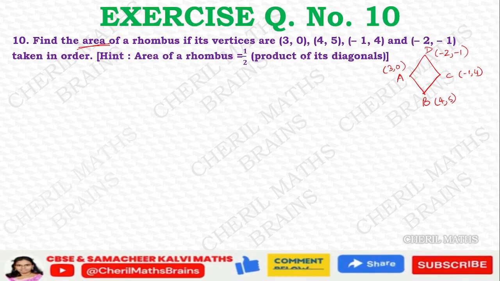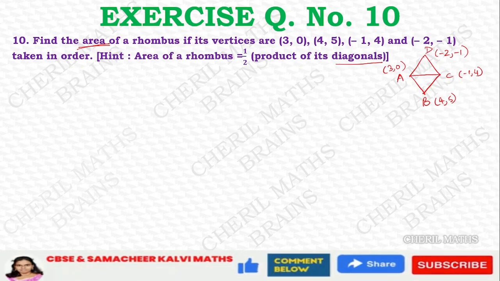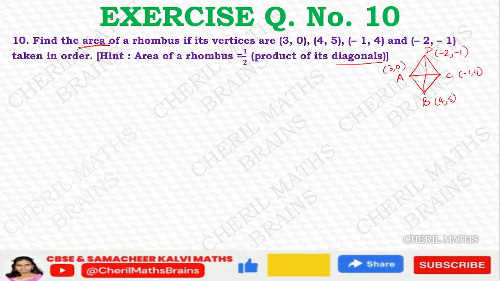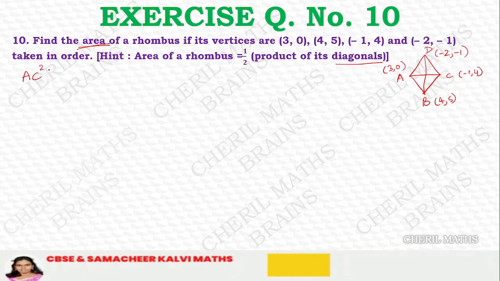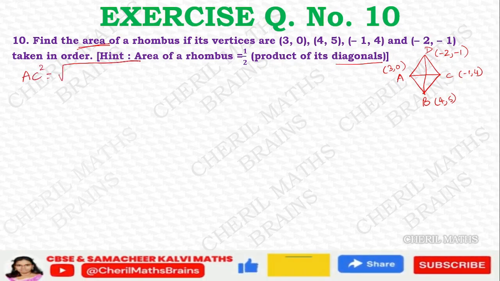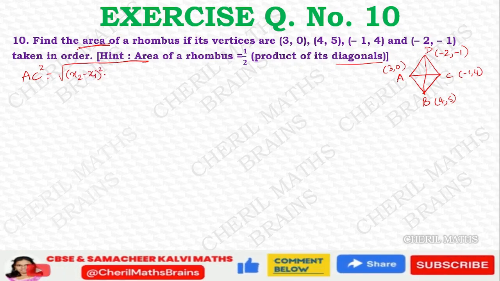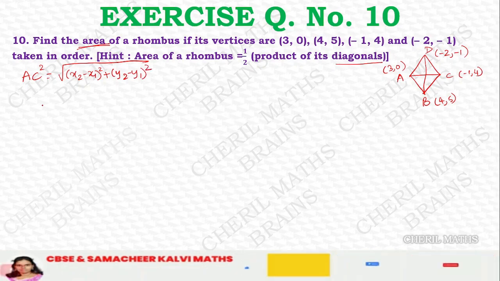So we need the value of the diagonals here. Okay, so we need the value of AC and we need the value of BD. How can we find AC and BD? By using the distance formula. So hope you remember the distance formula, children. So while you are doing it, you do it as AC square is equal to (x2 minus x1) the whole square plus (y2 minus y1) the whole square.